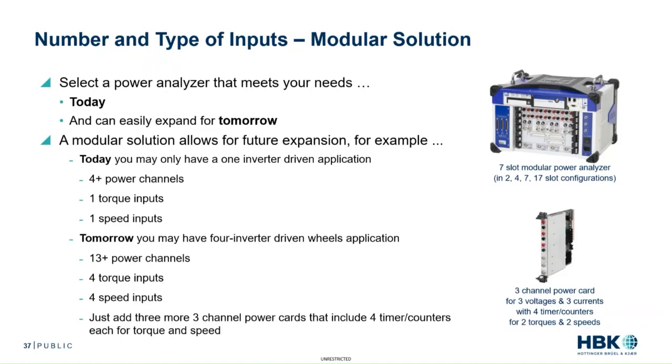Well, then maybe tomorrow you'll have a 4 inverter-driven vehicle application, for example, maybe each having a 3-phase inverter. And then you need at least 13 power channels. You'll need 4 torque and 4 speed sensor inputs. So to expand with a modular system, you just add 3 more 3-channel power cards, which happen to include also 4 timer counters for each torque and speed inputs. So when you're looking to purchase or use a power analyzer, you like to make sure that your investment is future-proof.